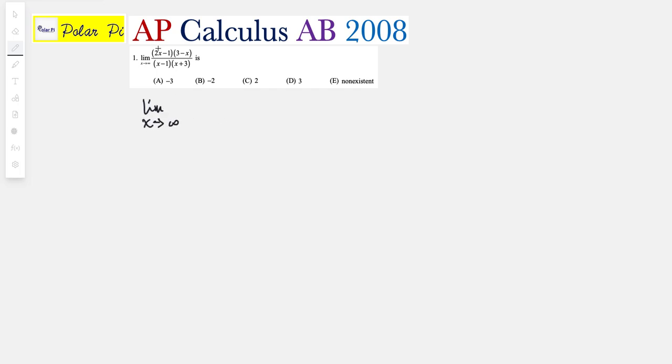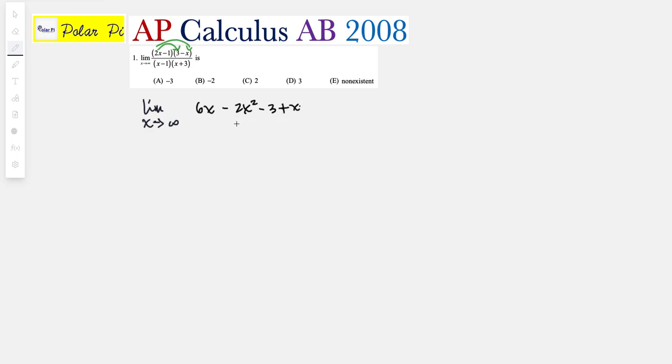So we'd write the limit as x goes to infinity. And then, like I said, what we want to do is FOIL. Y'all know how to FOIL. So I'm just going to get to writing, right? That's going to be 6x, and then minus 2x squared, minus 3, and then plus x.